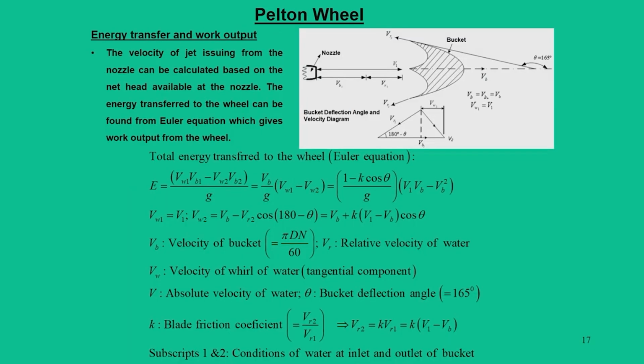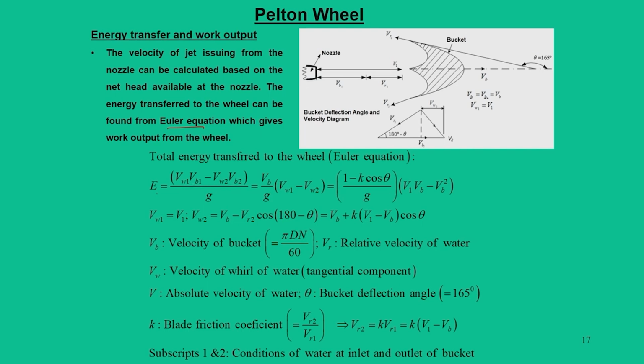Then the next important segment is how to find the energy transfer and work output. The velocity of the jet issuing from the nozzle can be calculated based on the net head available at the nozzle, and the energy transferred to the wheel we can find using the Euler equation. The Euler equation can be remembered as E is equal to (Vw1 Vb1 minus Vw2 Vb2) by g. Now, let us see what Vw1, Vw2, Vb1 and Vb2 are.